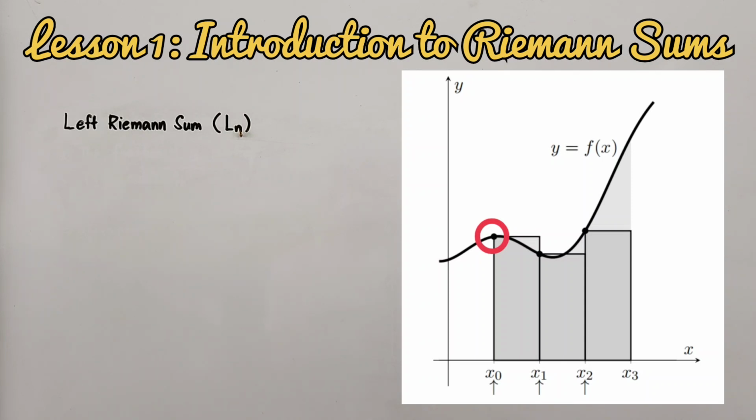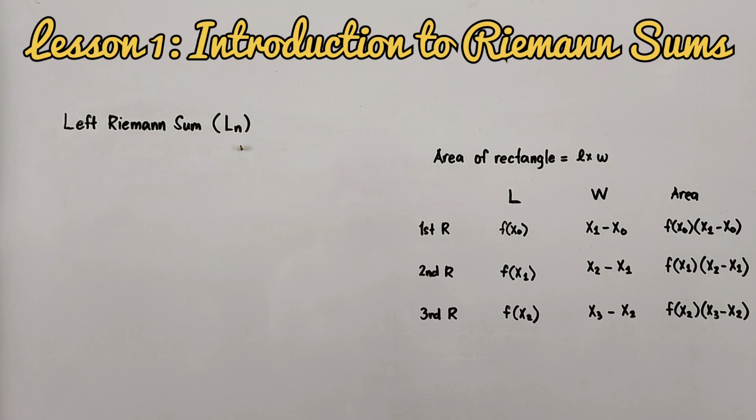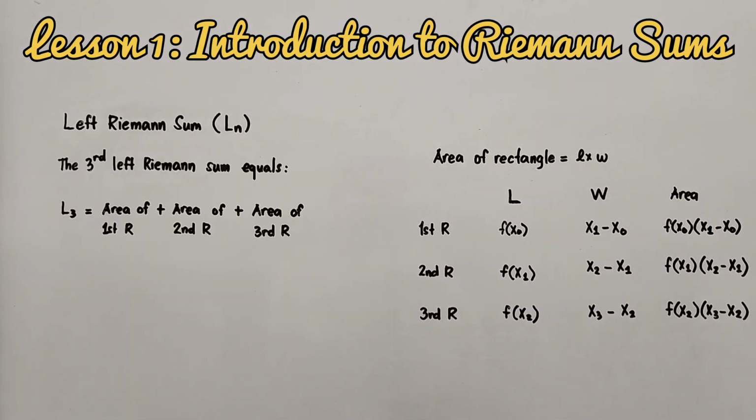So, the height of the first rectangle, by substituting x by x sub 0, is f of x sub 0. For the second, f of x sub 1, and f of x sub 2 for the third. That measurement of height will be our length. Again, to compute the area of the rectangle, we will simply multiply the length and the width. By using the definition of the Riemann sum, that is the total area of the rectangles, so the third left Riemann sum, or the L sub 3, is equal to the sum of the areas of the three rectangles.